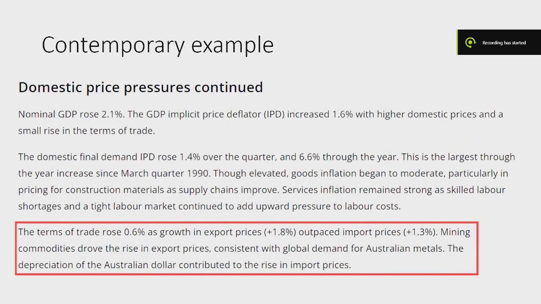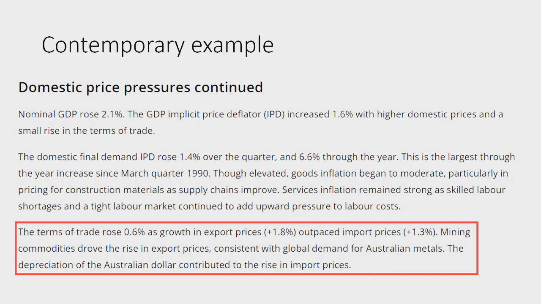You can see that in the red box here, terms of trade rose 0.6%, as the growth in export prices outpaced the growth in import prices, meaning that the average value of our exports is greater than the average value of our imports. For simplicity's sake, let's just say that our net exports are increasing because of this. Well, is that good or bad? Well, that tells us that AD has a greater impact than AS does in terms of our GDP output.